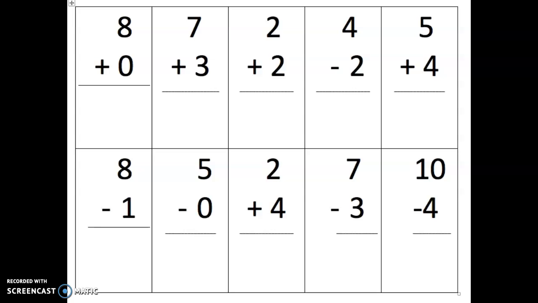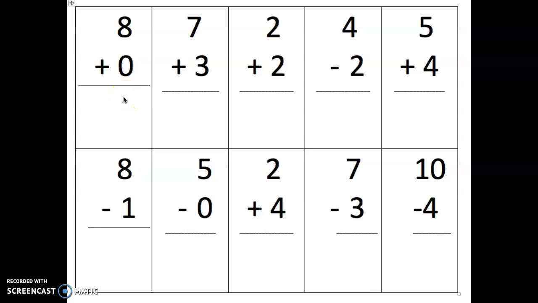Now that you have your iPad on Seesaw, you are going to take one card at a time and you will read the expression and then tell the answer. So for example, this one I would read 8 plus 0 equals, figure it out. Once I have figured it out, you're going to say 8 plus 0 equals 8.